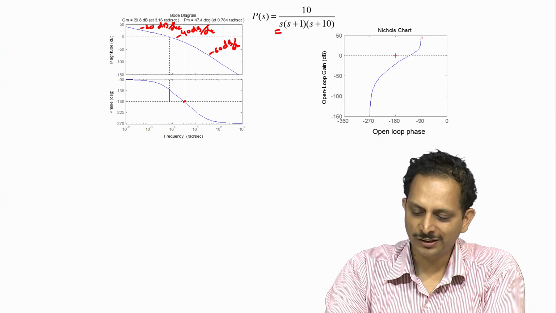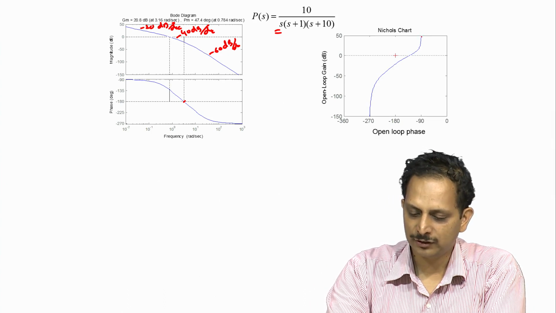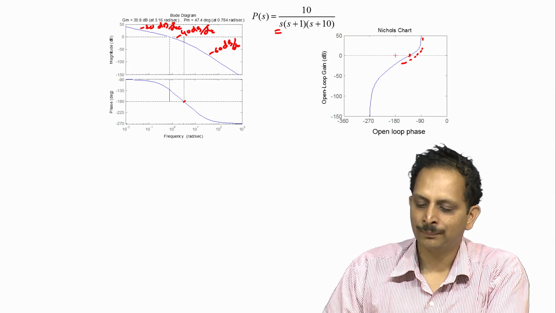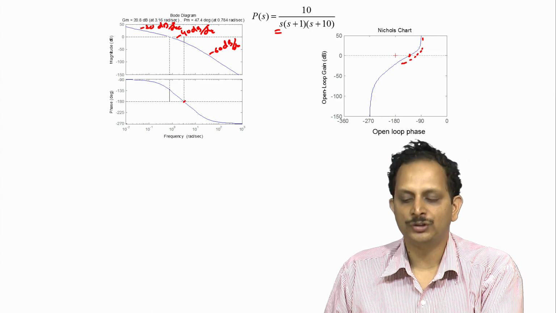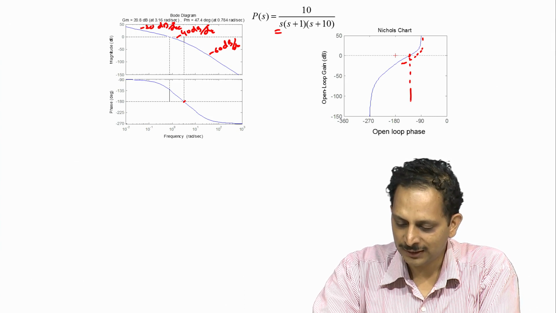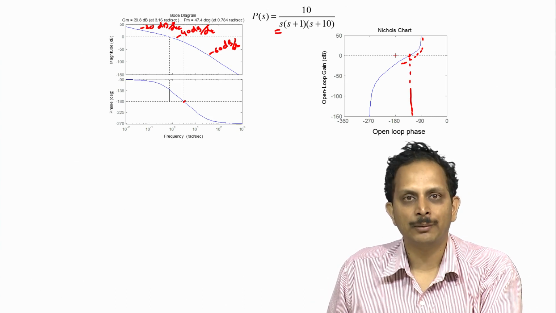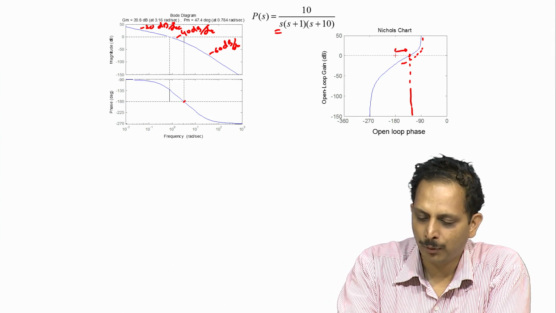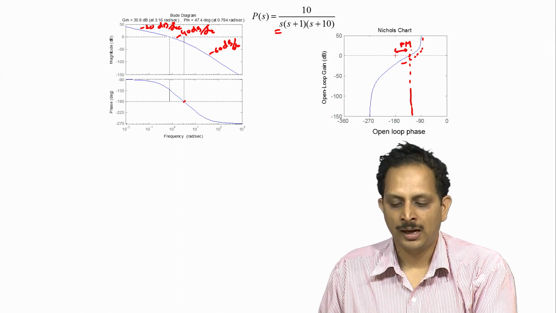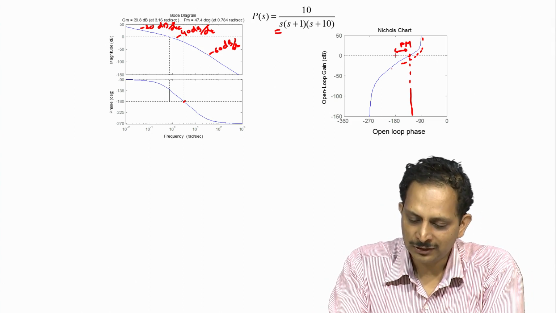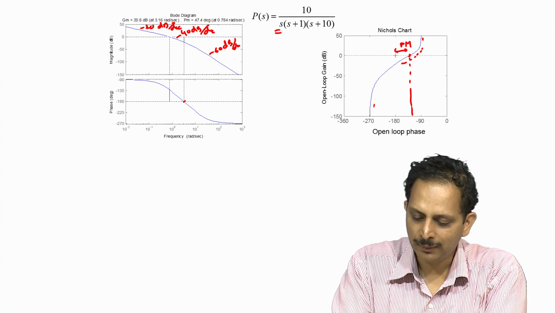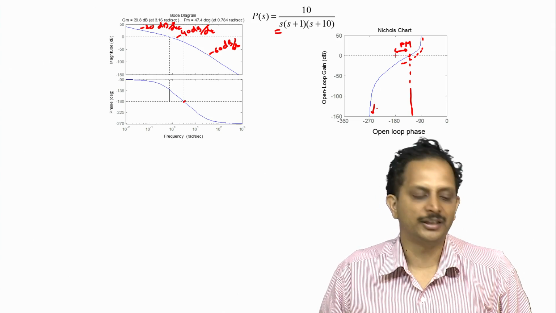At very low frequencies the magnitude is very high and the phase is close to minus 90 degrees, and as the frequency is increased the magnitude characteristic drops, and at some particular frequency the magnitude becomes equal to 0 dB, and at that frequency we see that the phase lag is not exactly minus 180 degrees, it is actually less than minus 180 degrees, and hence we have a positive phase margin. And as the frequency is increased the magnitude characteristic drops further, and the phase lag increases and ultimately asymptotically approaches minus 270 degrees.